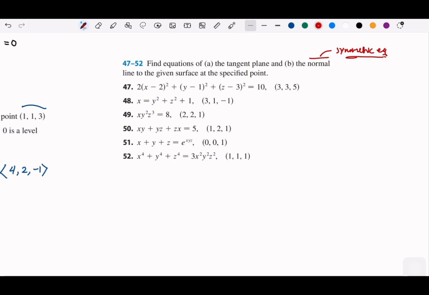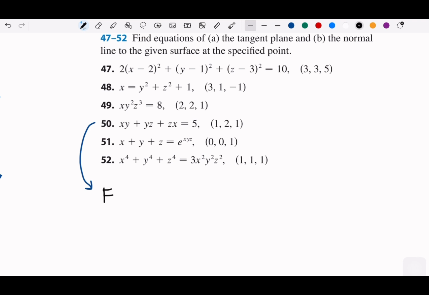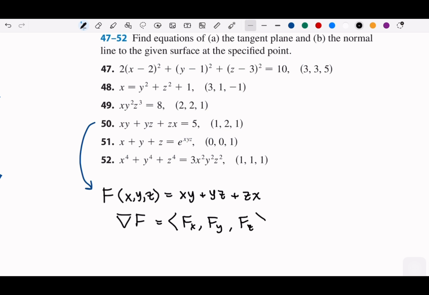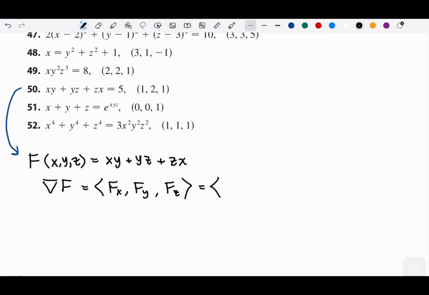Okay, perhaps let's say number 50. So we start by taking the capital F. Suppose this is our function, and taking the del F. I will write directly in one line. So partial x will be y plus z. Partial y will be x plus z. Partial z will be y plus x.